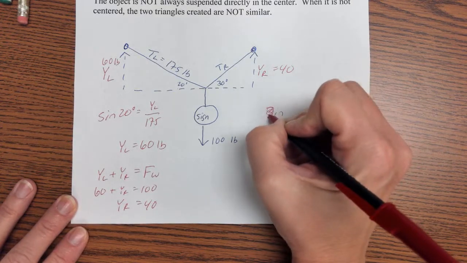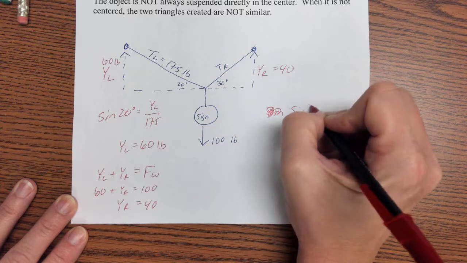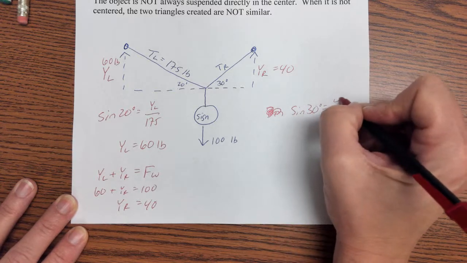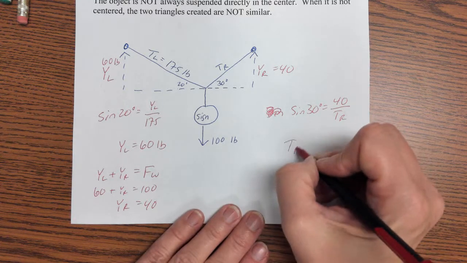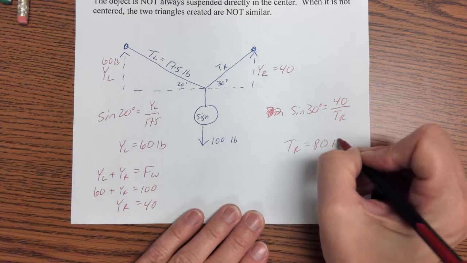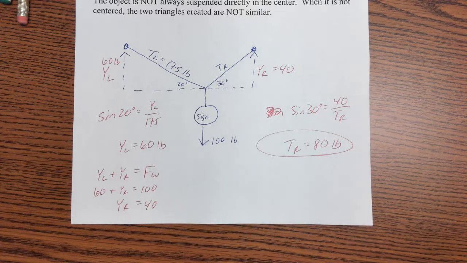Sine of 30 degrees is 40 over tension on the right. And tension on the right is 80 pounds.